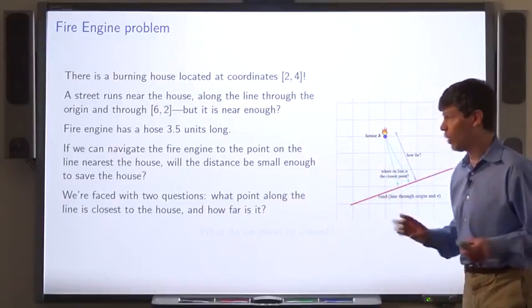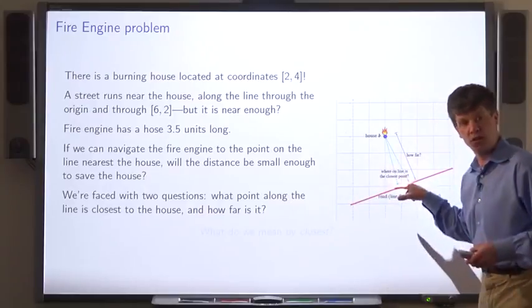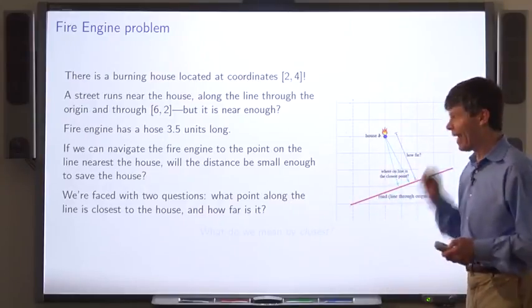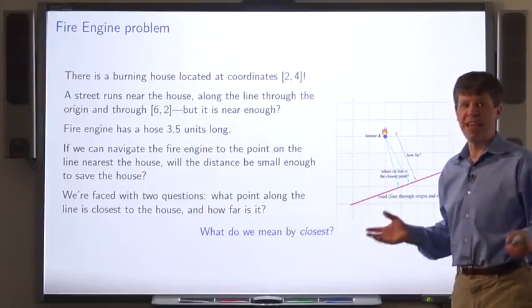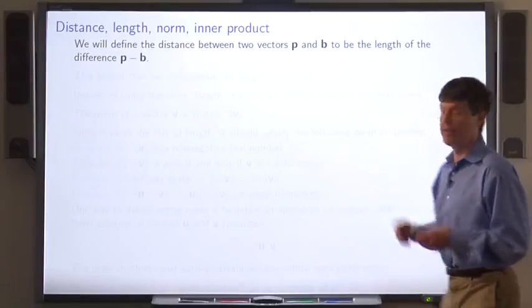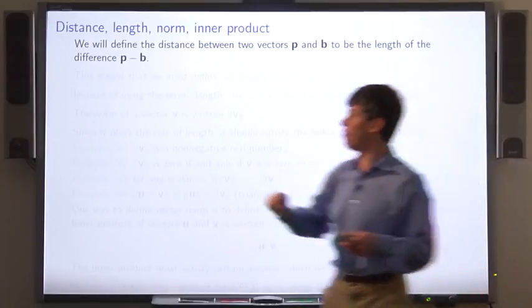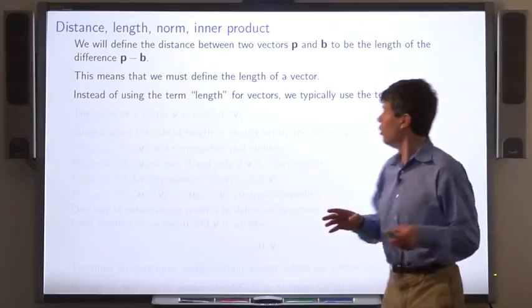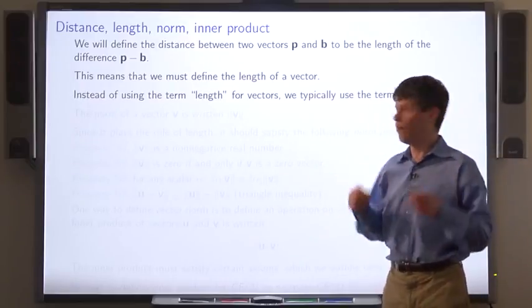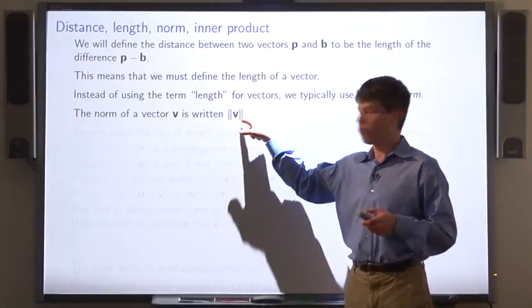Well, there are two questions that we're looking at. What point along the street is closest to the house, and how far is it? And to answer that, we first have to say what we mean by closest. The distance between 2 points P and B is the length of the difference, P minus B. We first have to define the length of a vector. Instead of using the term length, we use the term norm. Now, the norm of the vector is written with these double vertical bars.